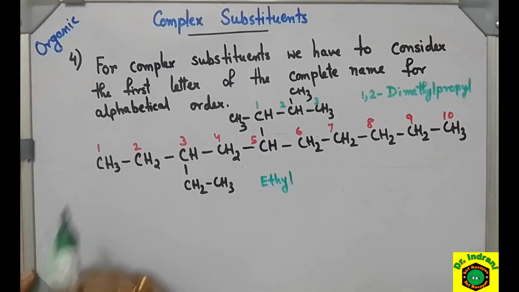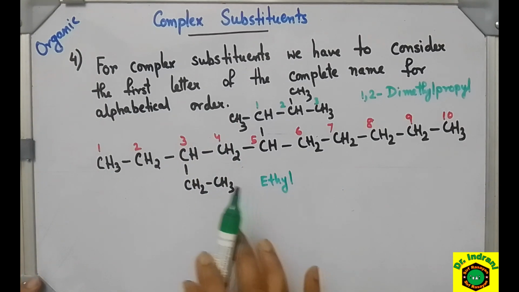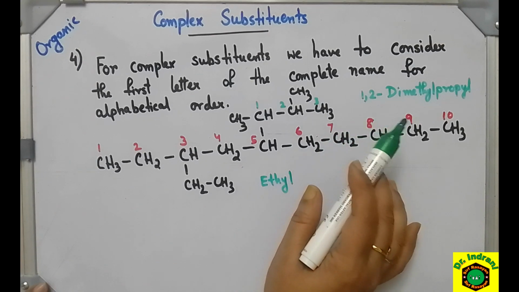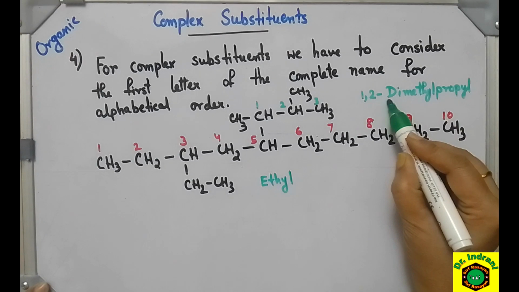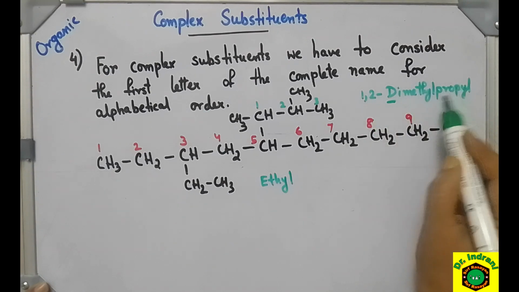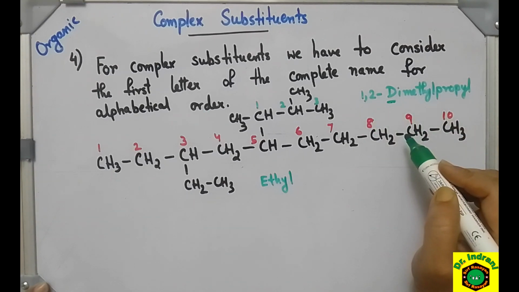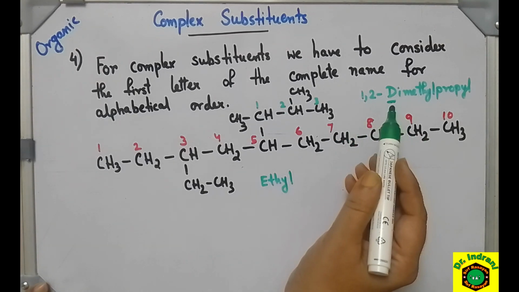Now see, it is written for complex substituent, we have to consider the first letter of the complete name of the substituent for alphabetical order. So here first letter means that one. For normal substituent, di, tetra we are not considering, but for complex substituents, the first letter we have to consider for alphabetical order. So between D and E, D comes first.